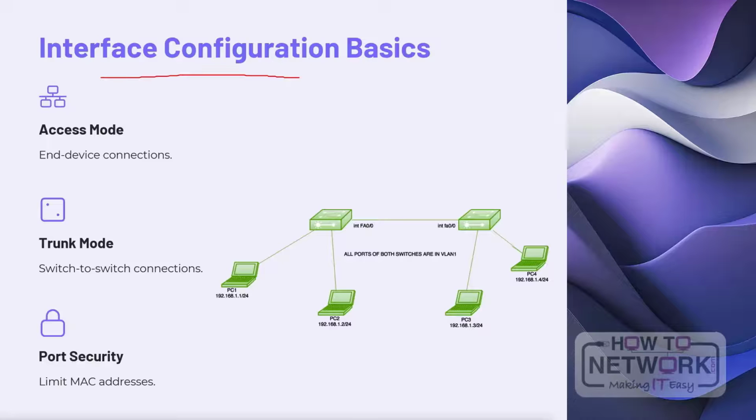Interface configuration basics. Here you can configure ports in access mode for end device connections. You need to use the switchport mode access command on Cisco devices. In switchport access vlan, then you put the VLAN ID command. Here, this is a switch. If you have a port here connected to a laptop and machine, this will be configured as an access port or in access mode, which means only one VLAN, or data VLAN, will be allowed.